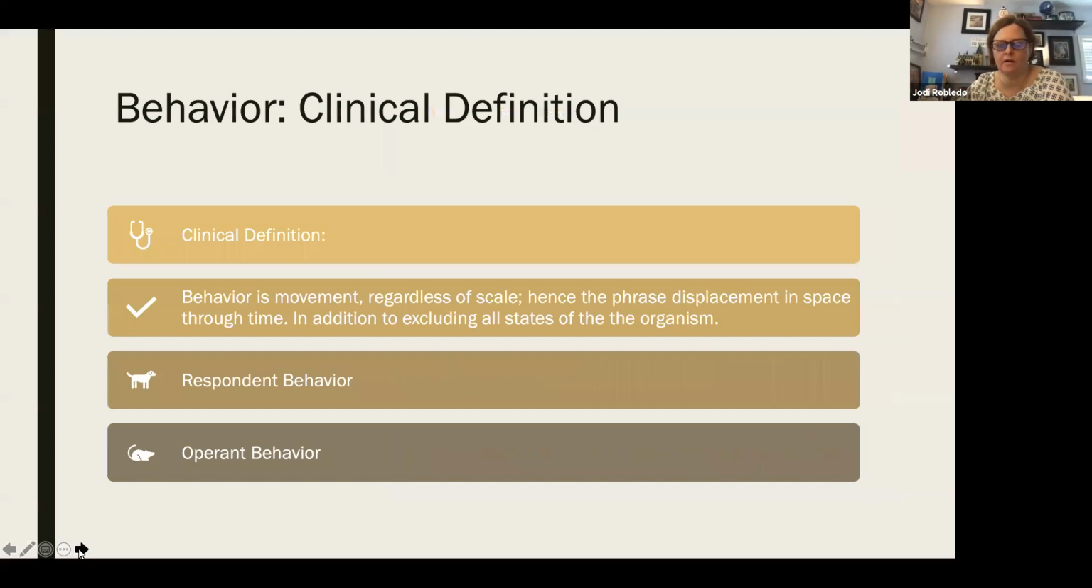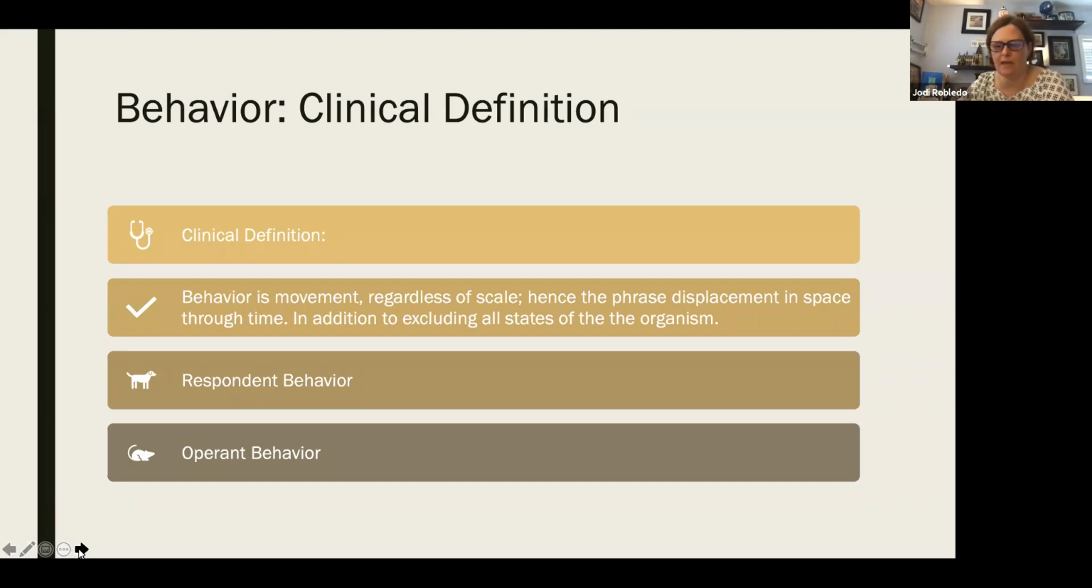The next part of our three-term contingency is the actual behavior. So the clinical definition of behavior is movement regardless of scale, hence the phrase displacement in space through time, in addition to excluding all states of the organism. And so really behavior is just what we can observe and what we can measure. So it's things people do.